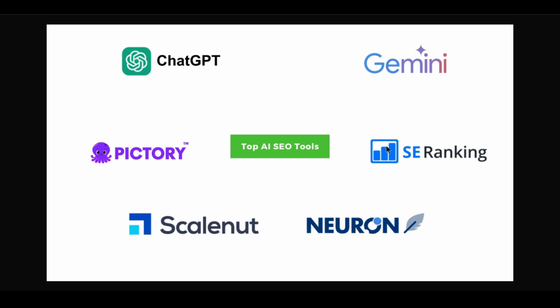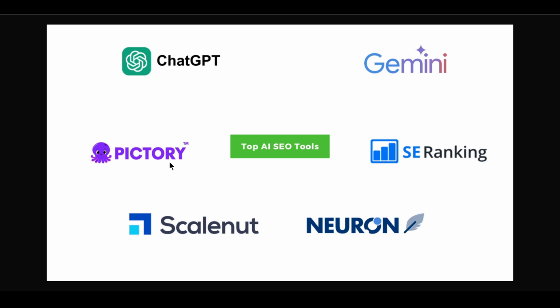Do check this out. Then we also have NeuroWriter and Scalenut. These are two content optimization tools. You can also use them to create content, but they are very, very useful when it comes to optimizing the content based on a lot of different parameters: NLP, key term usage, primary and secondary keywords, internal links, meta title, meta description, images, and so on and so forth.